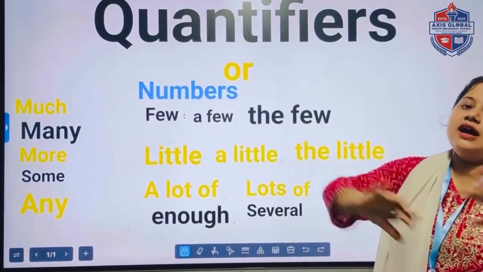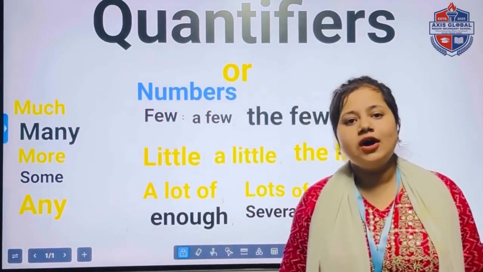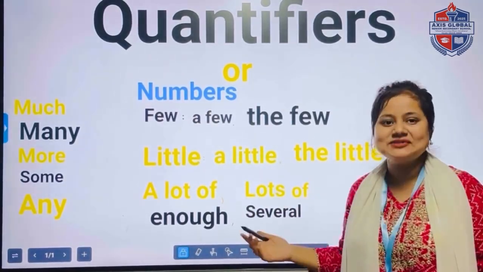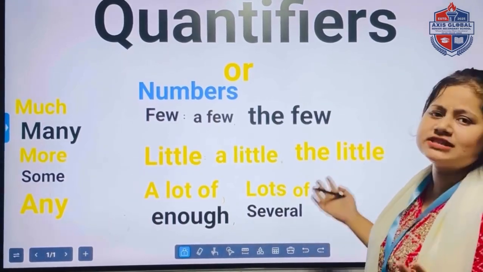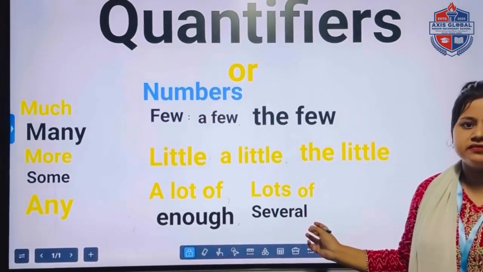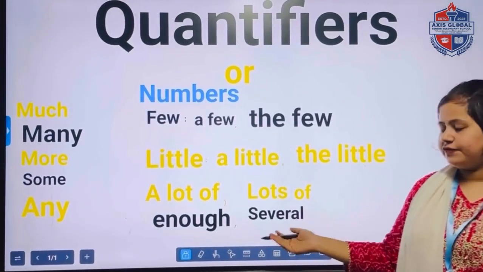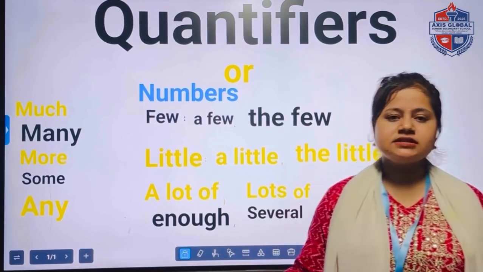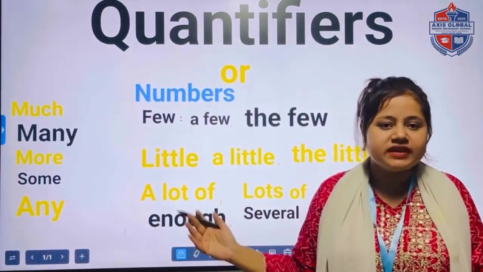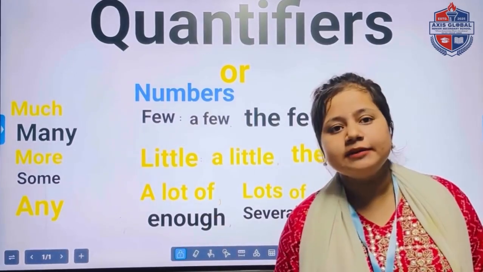Okay? Now we have a lot of. A lot of means काफी सारा. I have a lot of friends in my life. I have a lot of tasks to do. So a lot of means बहुत ज़्यादा. And a lot of का एक और alternative word है lots of. Same meaning. Enough. Enough means हो गया बस. For example, I had enough rice today and now I don't want to eat any more.